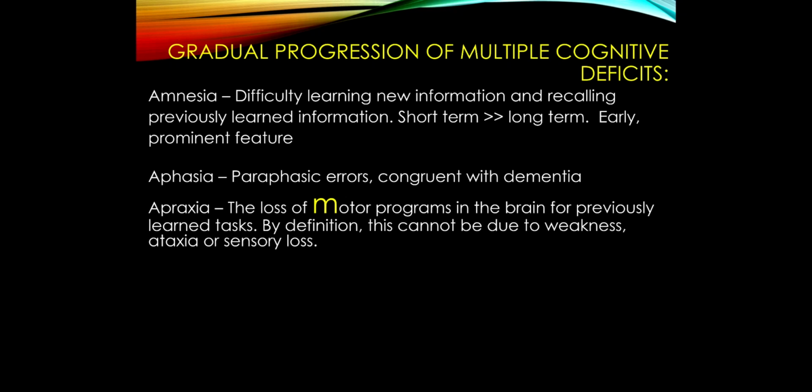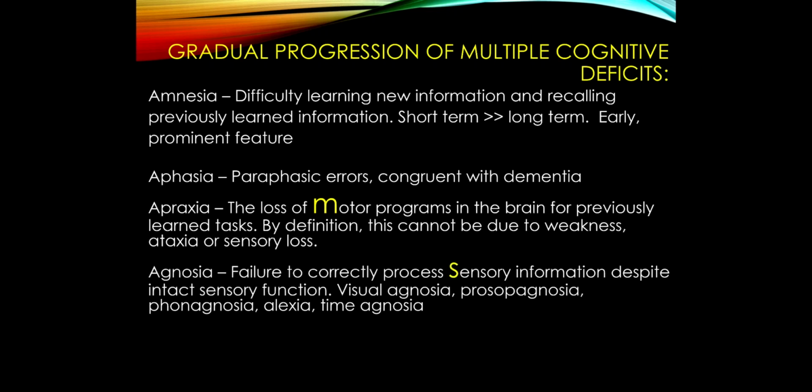So remember, apraxia by definition, the difficulty is not because the patient is weak or they have ataxia or sensory loss. It's rather a breakdown of the motor program. So there's no weakness involved. That's not why the hand can't manipulate the remote control on the TV. It's a breakdown of motor programs.